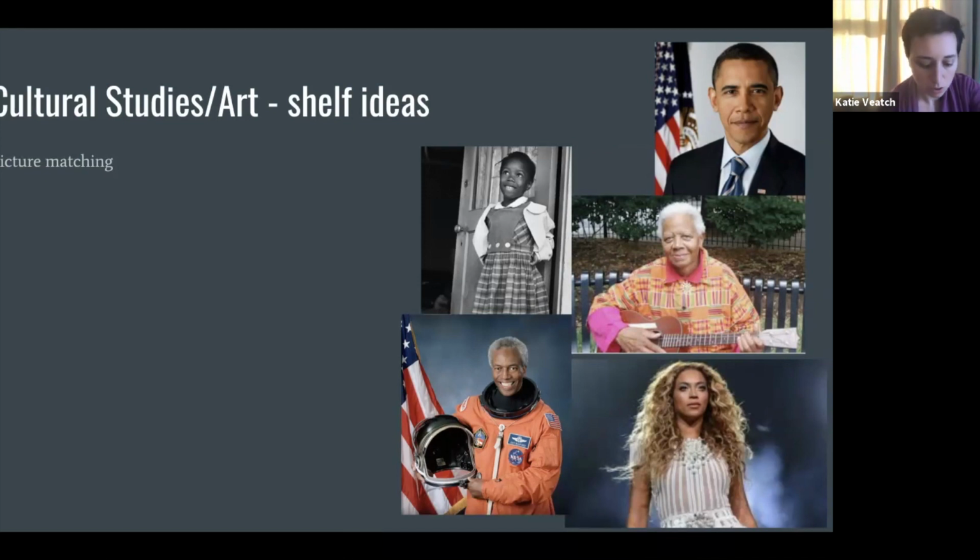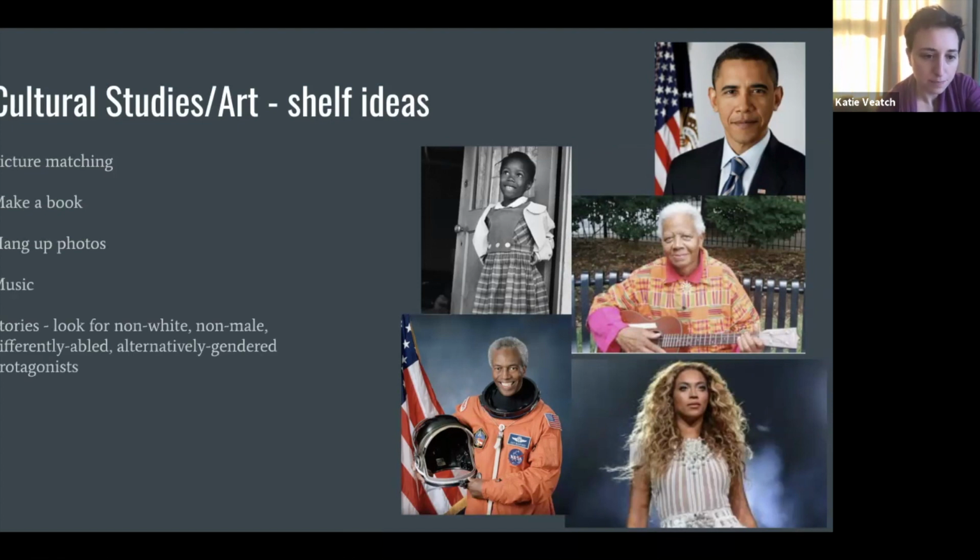And as you're looking through books, sorry, I'm going off and I'm not going on my slides here. As you're looking for books, look for non-white, non-male, differently abled, alternatively gendered protagonists. Look for it. It's hard to find. To find a character in a book who's in a wheelchair and the story is not about them being in a wheelchair, that's hard to find. There's not a lot of books published out there. If you have a book list, share it with me. I want to know it.